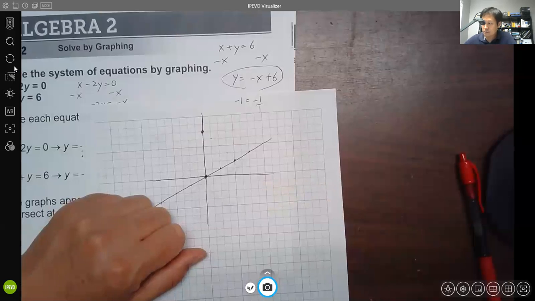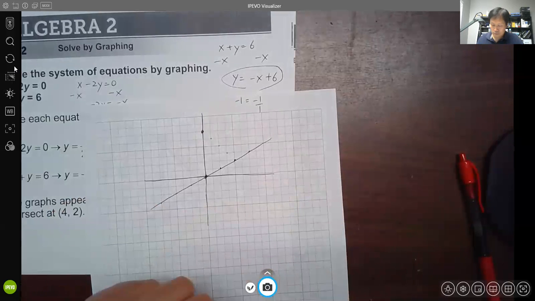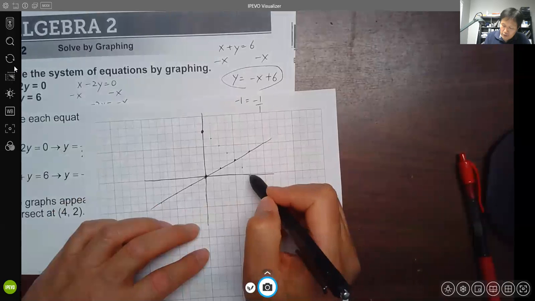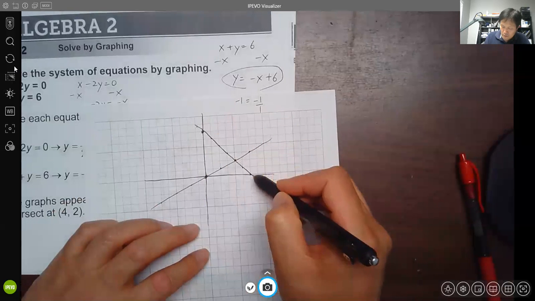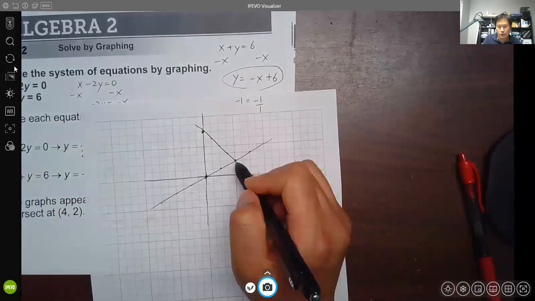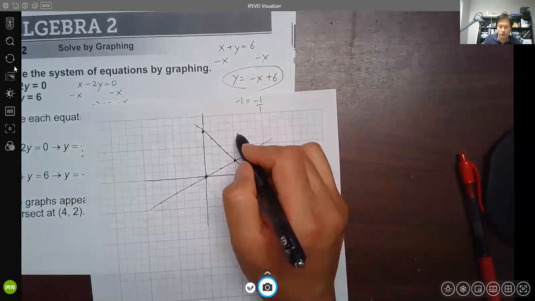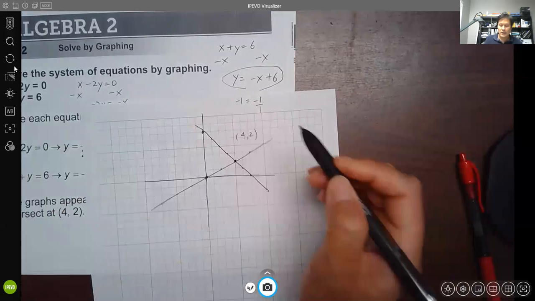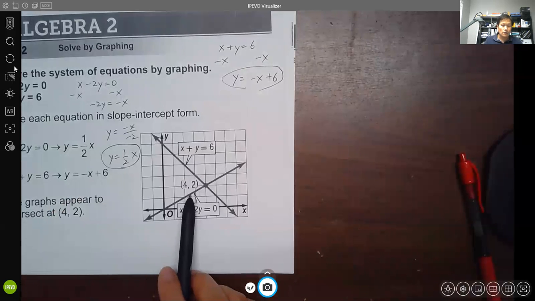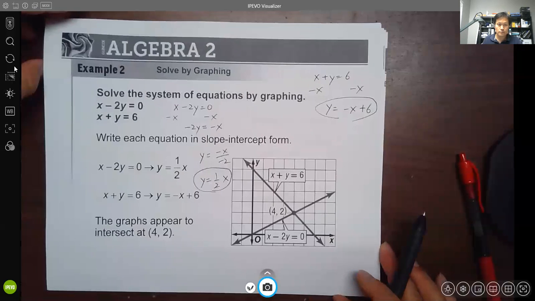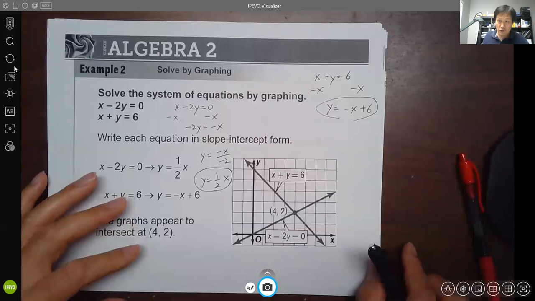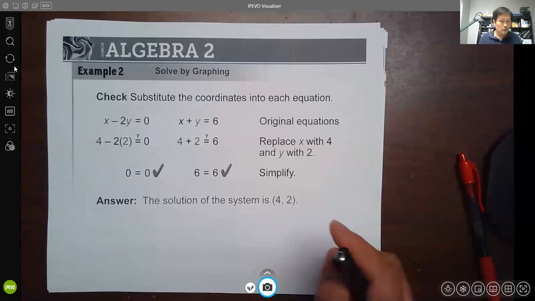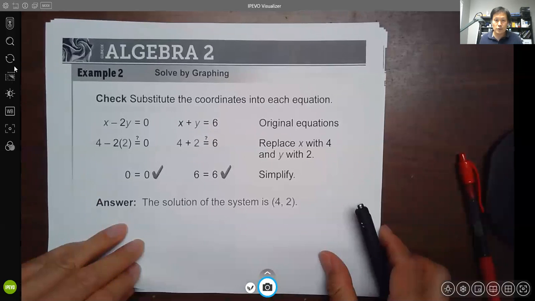That's how you graph it. And you found your intersection right here, which is 4, 2. That's how you find the answer, 4, 2. So solving by graphing is not easy, especially if you're doing it all by hand. But sometimes we will ask you to do that.